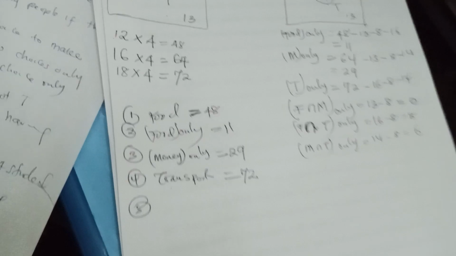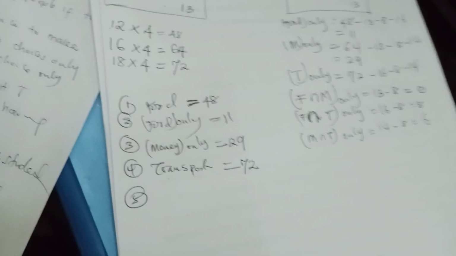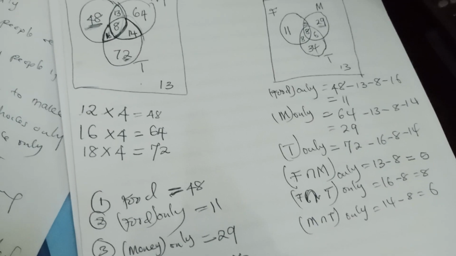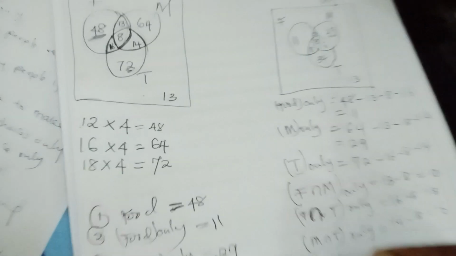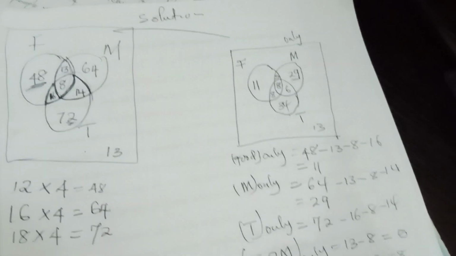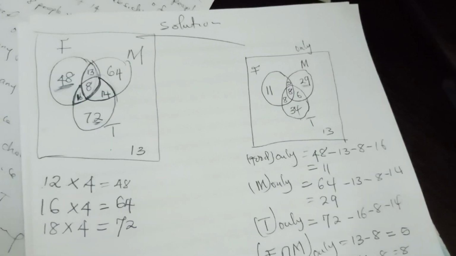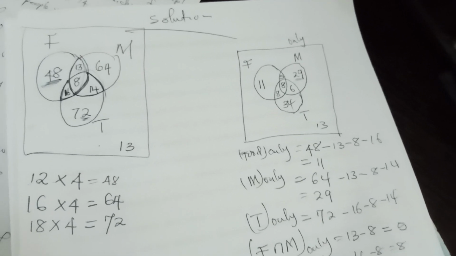Then number 5, how many people knew exactly what choice to make? That is, how many people knew exactly what they wanted without attaching to other. Even though there is no only there, they are mentioning exactly. You know what you want. So to know those that wanted exactly one choice, we are going to say 11 that is for food, plus 29 that is for money, plus 34 that is for that. So this and this will give us 40, right? And that will give us 74. So 74 people knew exactly what they wanted.